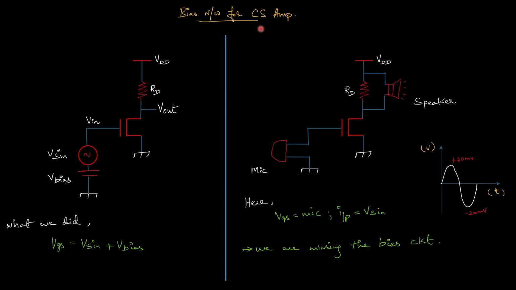Hello Noddies, in our previous video, we designed a common source amplifier and simply applied a DC source to bias the gate. But wait, in a real chip, where does this DC source come from? Do analog designers simply place a battery inside the IC?